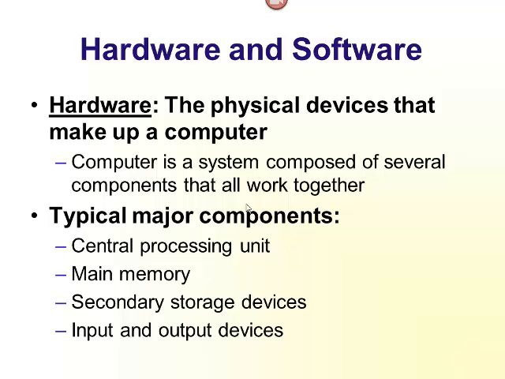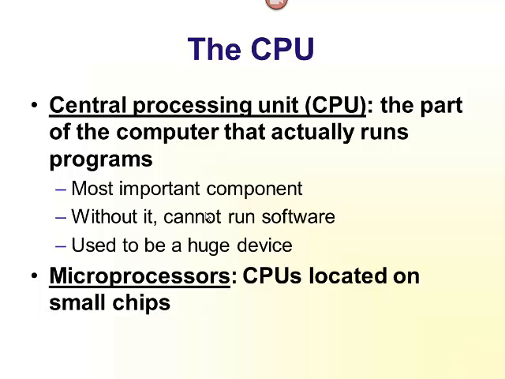The typical major components of your computer are your central processing unit, your main memory or RAM, your secondary memory, and your input-output devices. Let's talk about the CPU for a minute. That's an important part of hardware. This is the part of the computer that actually runs the programs. It is the most important component. Without it, you cannot run any software. CPUs are the heart and the brain of the computer system.